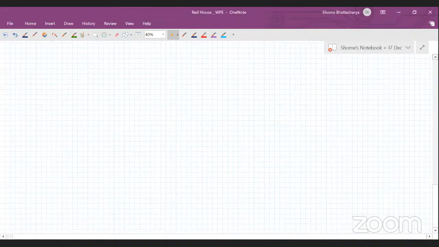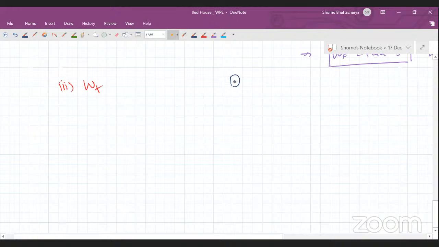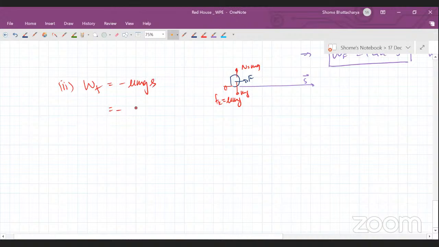So next, the work done by friction. As the body is moving, F is variable, but the frictional force acting is constant. It is mu mg, because the normal reaction is equal to mg, and the displacement is in this direction. So work done by friction will be minus mu mg into s. In this case, it will be minus 0.2 into 50 into the displacement of 2 meters we have taken. So that is going to be minus 20 joules.